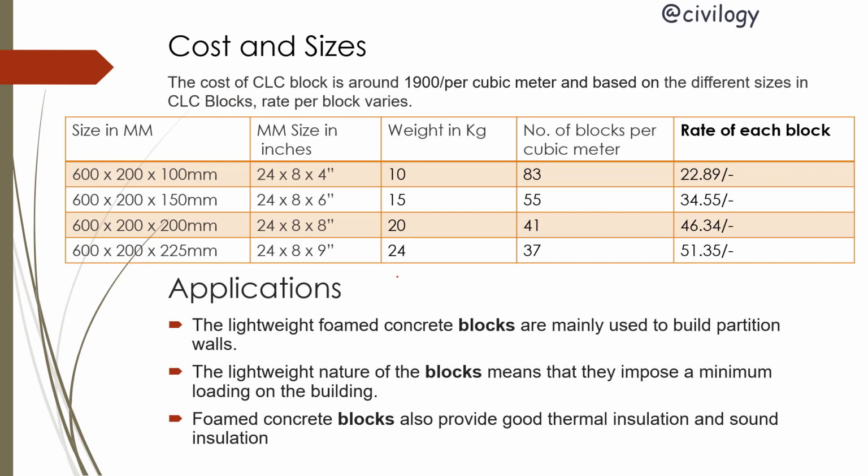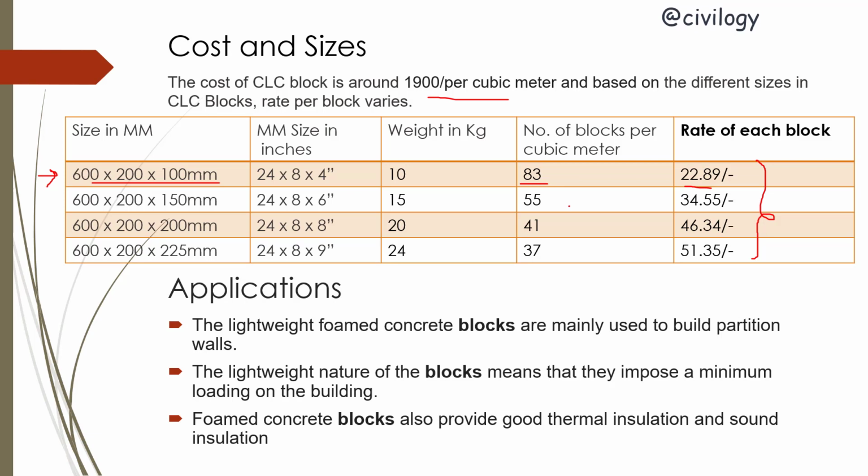Cost and sizes. Cost of CLC block is around 1900 rupees per cubic meter, and based on different sizes of CLC, rates per block vary. You can see the size is 600 by 200 by 100 mm. From the calculation, for 1 meter cube we get the number of blocks as 83, and the rate of each block means dividing 1900 by 83, you will get 22.89. In this way, the rate varies for the sizes of the block.